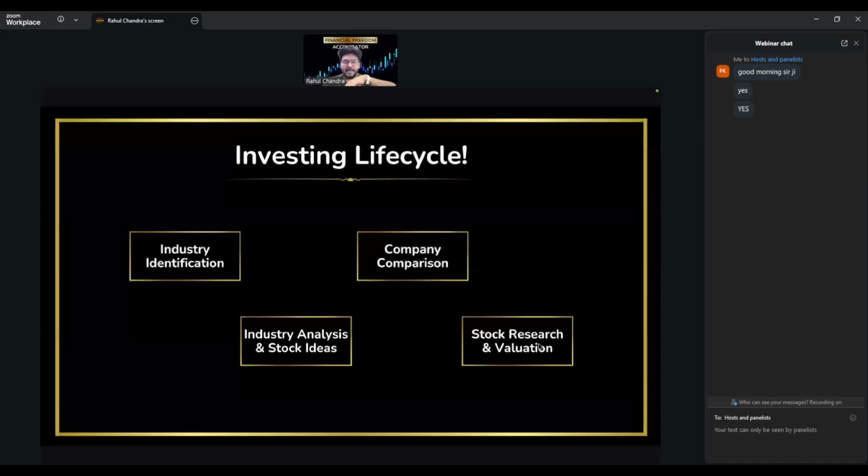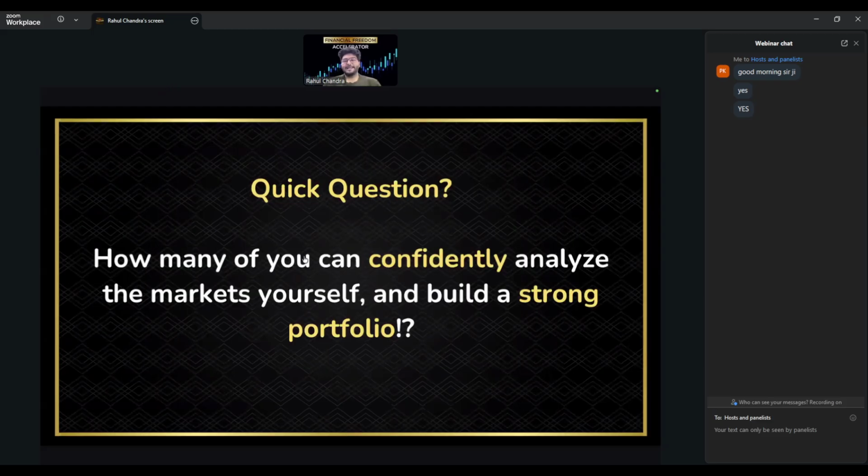Logically correct? Absolutely right. They don't just look at any random industry or particular stock; they pick it up, research and invest. It's a proper, methodical approach. Now, I have a very quick question for all of you, correct? How many of you can confidently analyze the markets yourself and build a strong portfolio?